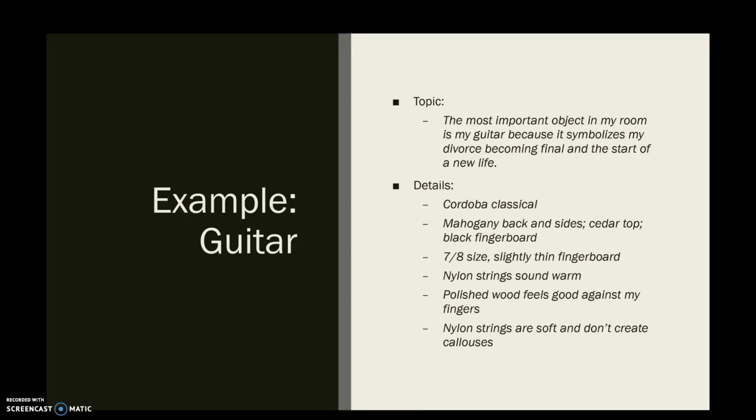Then I came up with some details. It's a Cordoba Classical. It has mahogany back and sides with a cedar top and a black fingerboard. It's about a 7/8 size, slightly thin fingerboard. Nylon strings sound warm. The polished wood feels good against my fingers. And the nylon strings are soft and don't create calluses. So we have a lot of details here that appeal to the senses.